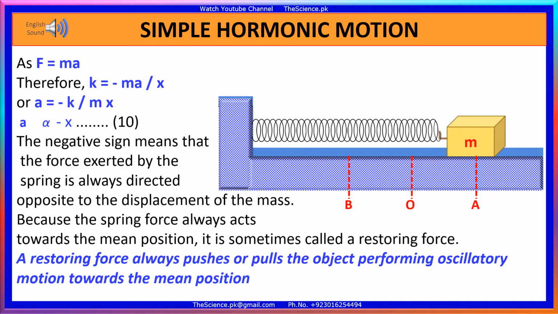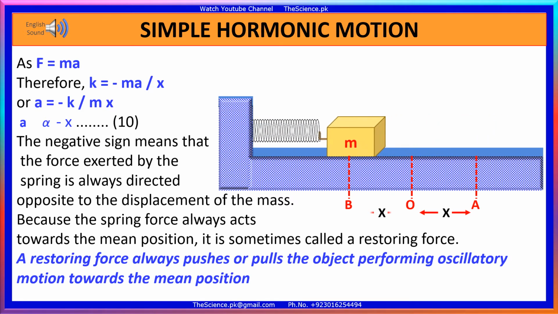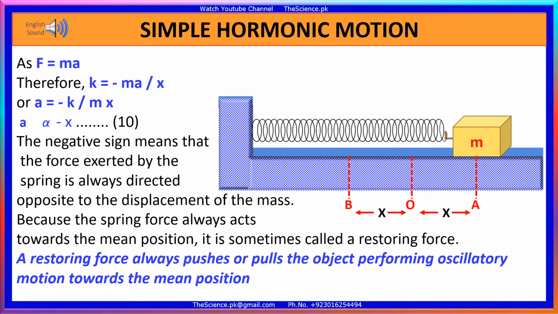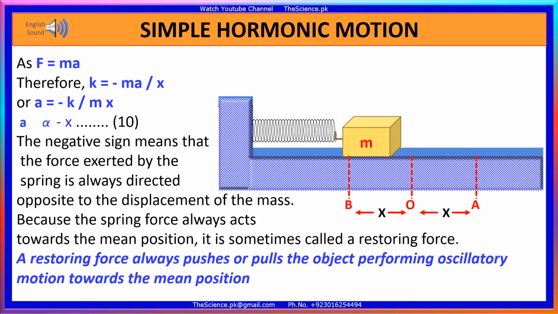The negative sign means that the force exerted by the spring is always directed opposite to the displacement of the mass. Because the spring force always acts toward the mean position, it is sometimes called restoring force. A restoring force always pushes or pulls the object performing oscillatory motion toward the mean position.